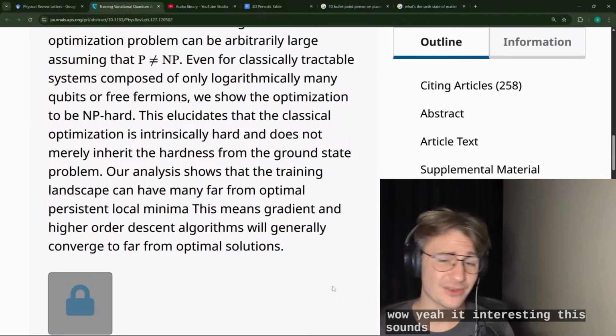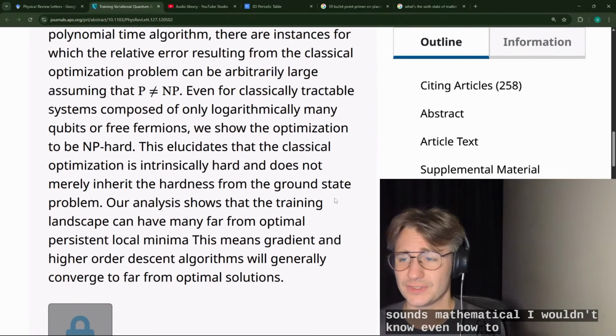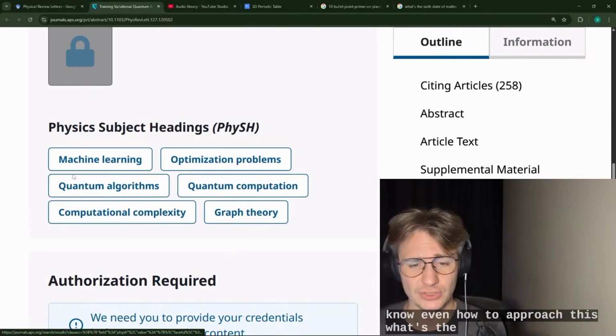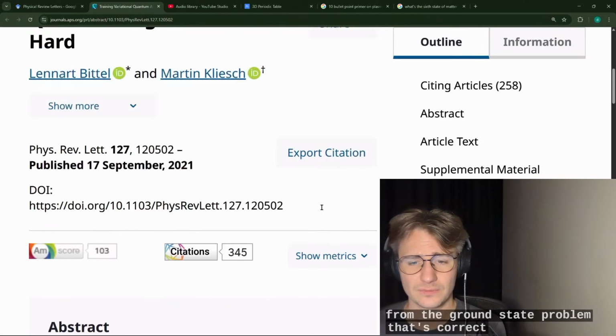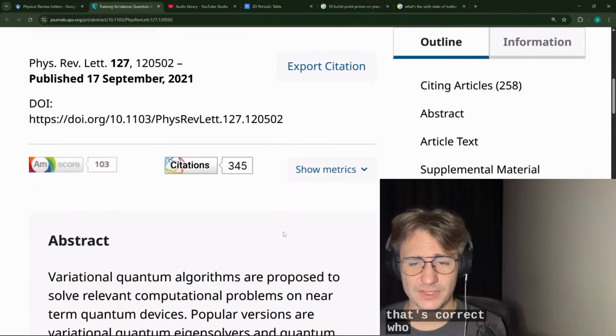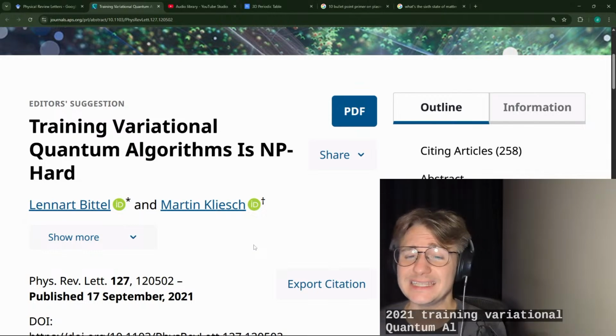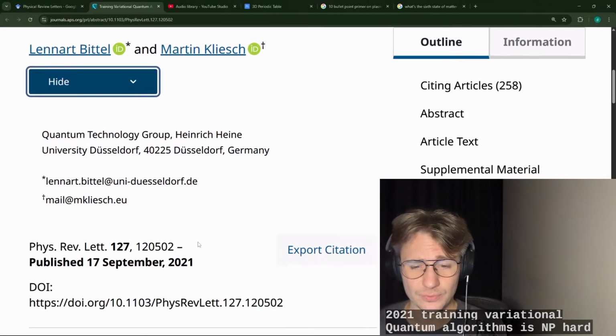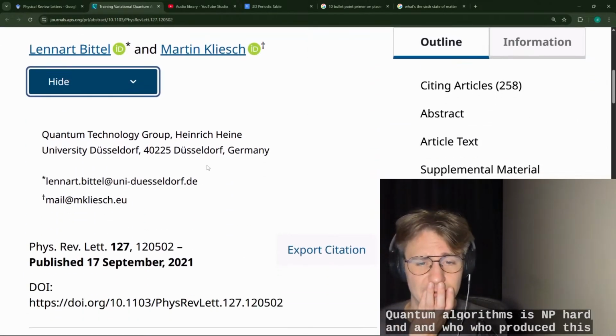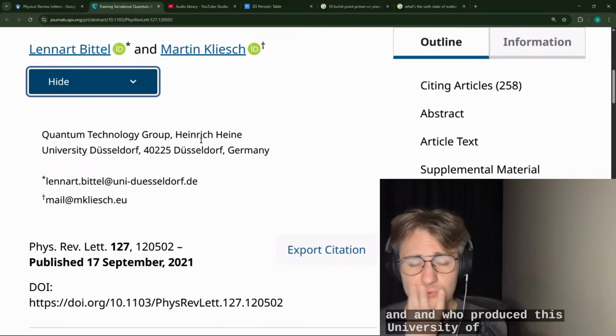This sounds mathematical. I wouldn't know even how to approach this. Is it machine learning with computational complexity and graph theory? That's correct. Whew. And when did this come out? 2021? Training variational quantum algorithms is NP hard. And who produced this? University of Dusseldorf in Dusseldorf, Germany.